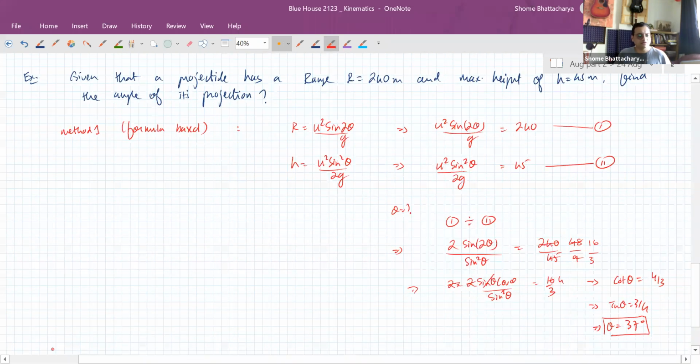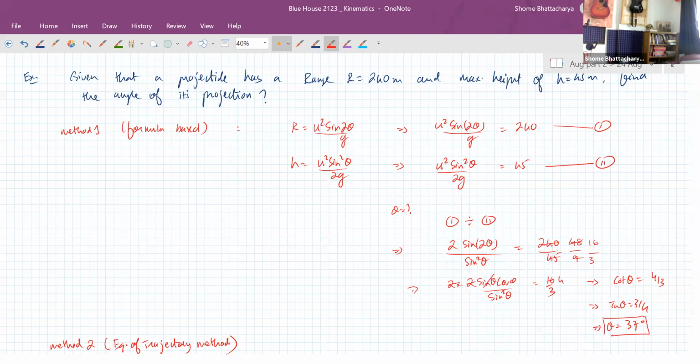Now, next we will use the shortcut method and see how this can be done in one step, and that is by using the equation of trajectory method. Okay, so hope this method was clear to all of you.